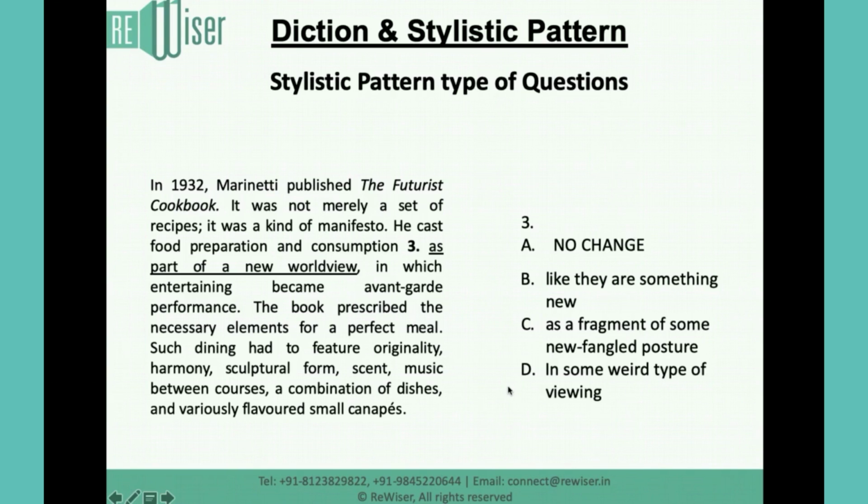So you would eliminate anything which appears very, very informal. Like they are something new now. This is typical of today's language. He casts food preparation and consumption like they are something new. Absolutely wrong. It's kind of slang. And he casts food preparation and consumption in some weird type of viewing, both very, very casual language. You would be able to throw it out. You're left with A and C. He casts food preparation and consumption as part of a new worldview, as a fragment of some newfangled posture. Isn't that a little high level compared to the rest of the passage? Yes, certainly it is. C is too high level is the answer.